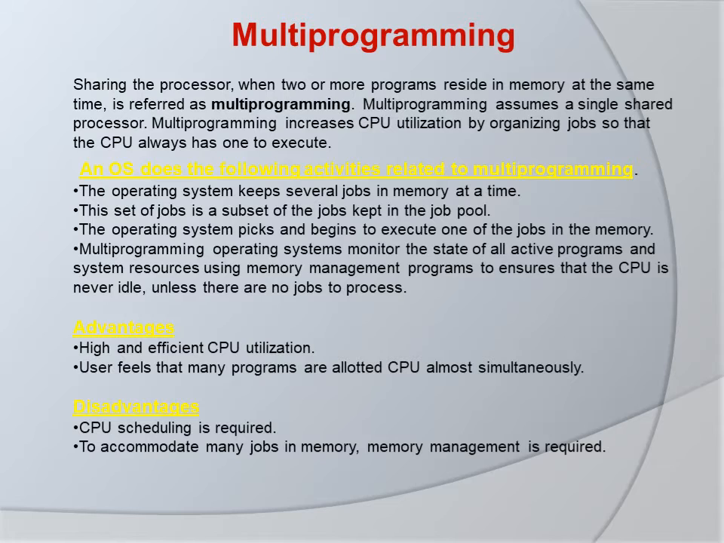There are some advantages and disadvantages of multiprogramming. First, advantages: high and efficient CPU utilization. As there are a number of jobs present, one by one they come and execute, so there is a more efficient utilization of the CPU. Users feel that many programs are allotted the CPU almost simultaneously. So the user cannot differentiate that one program comes and executes. We feel that all the programs are executing simultaneously, so they are executing very fast.